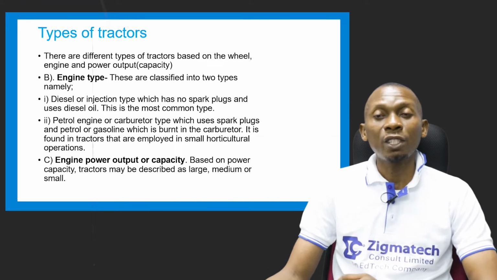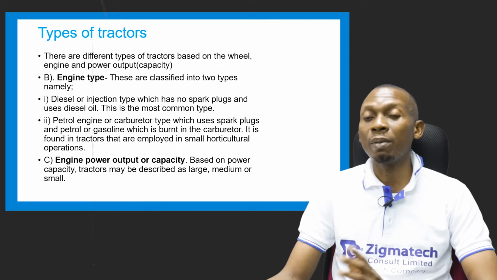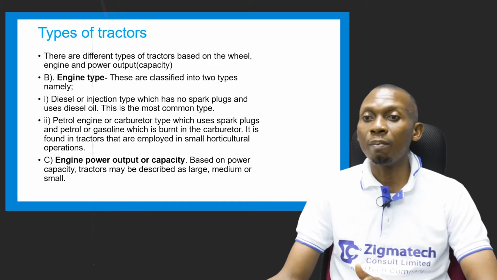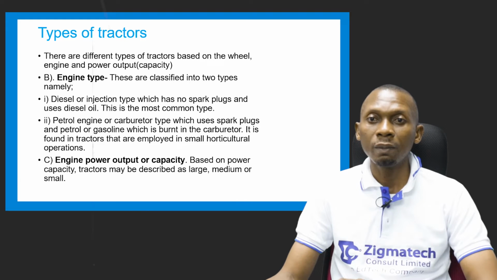Then the next classification or type of tractor we have is the engine power. That's classification based on the engine power output or capacity. Based on power capacity, tractors can be classified or described as large, medium, or small.